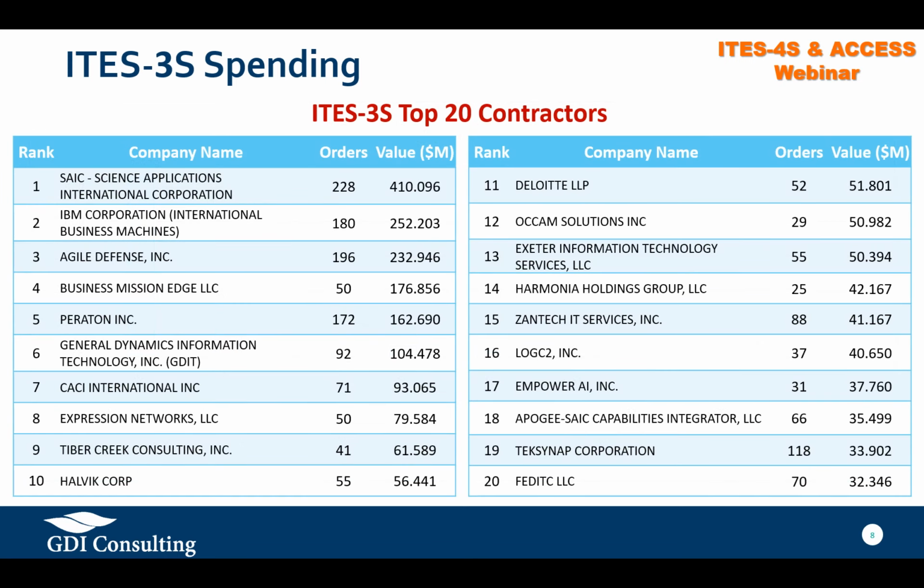And here you can see the top 20 contractors under ITES-3S. Most of them are obviously large businesses, but you can see the value of the contracts they've received so far, plus the number of orders they've received. This gives you an idea of which companies are more active and receiving more contracts. But there are 135 awardees overall, so this is quite a big number of contractors actually performing under ITES-3S.